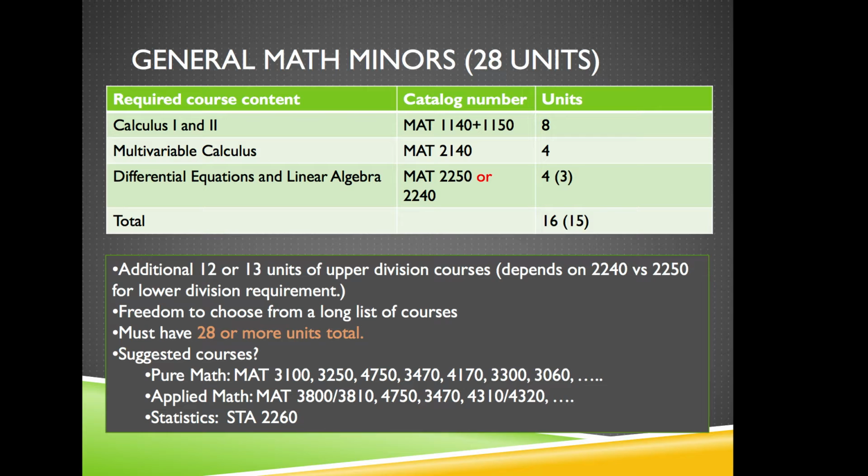If you want to take a statistics course for the general math minor, that's fine. You can take one STA course if you're in the general math minor. For a lot of students, that turns out to be Stat 2260 because it's required for some other majors. If you wanted to take more stats courses than that, then I suggest that you look at the stats minor maybe instead.